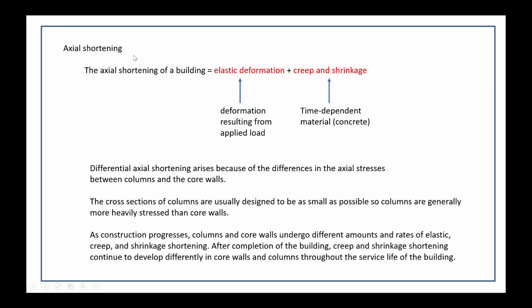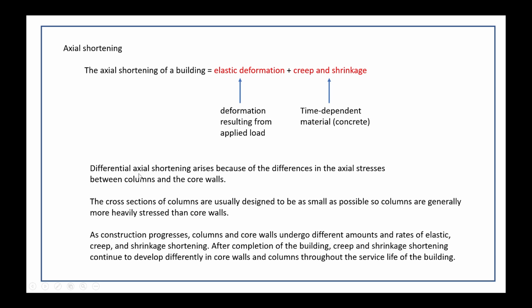Axial shortening. The axial shortening of a building is equal to the elastic deformation plus creep and shrinkage. Elastic deformation results from applied load, and creep and shrinkage are a result of time-dependent material. Concrete is a time-dependent material.